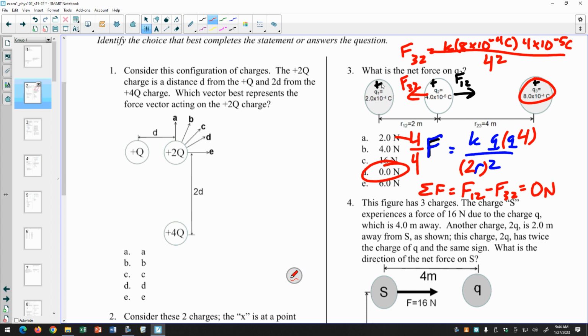I don't know what that number is, F32, but it is whatever it is. It's, let's see, the 4 cancels, 2 times 10 to the minus 9. It's 18 newtons, I think. And then the other force is also 18 newtons.